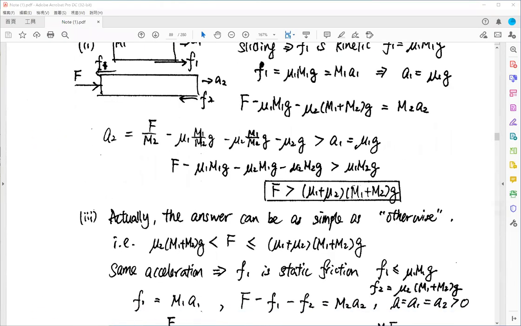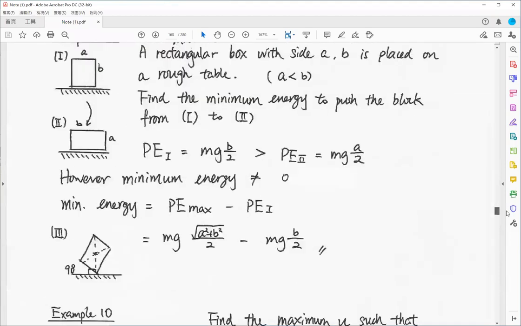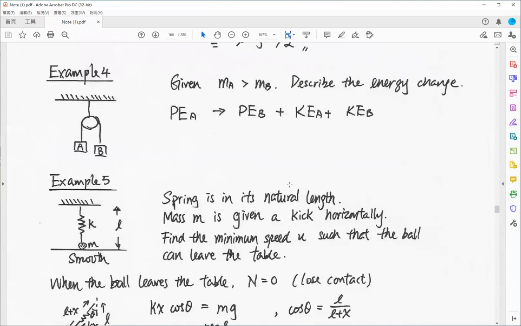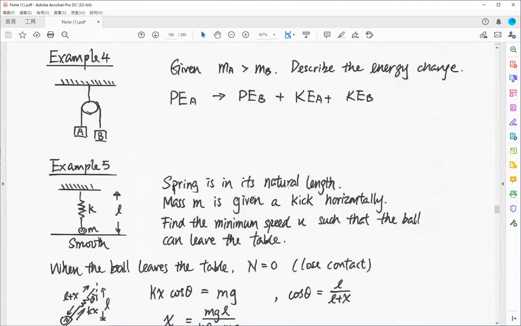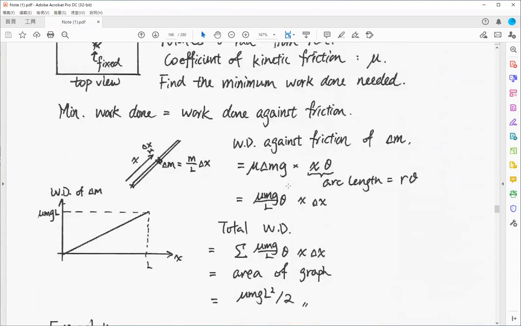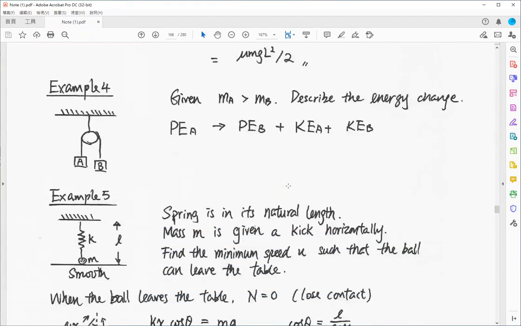So last time we talked about energy, is it? We almost went through all the different kinds of energy. But let's have a look at example 4, okay?